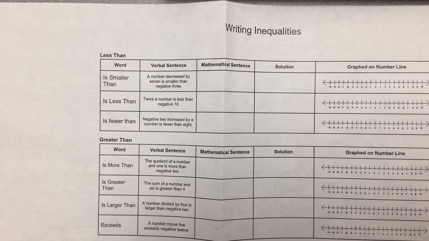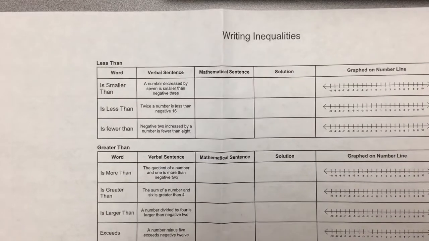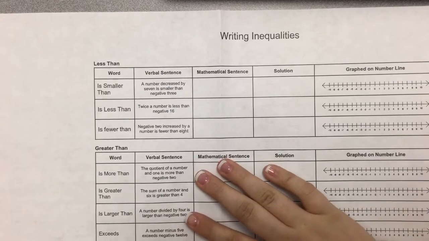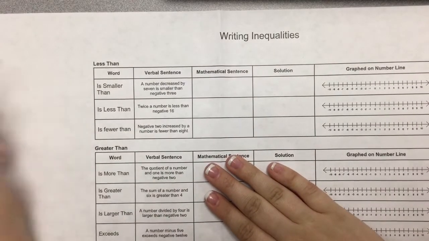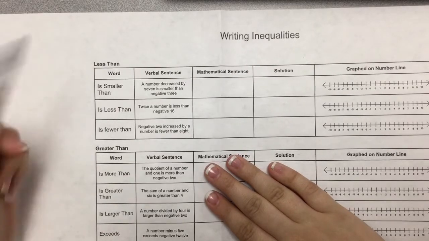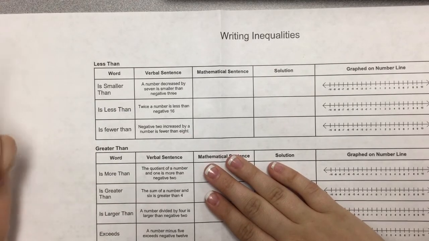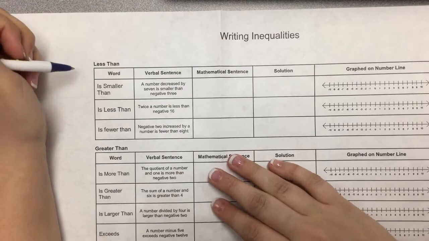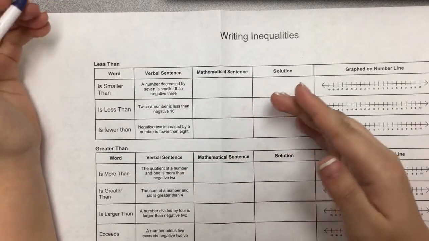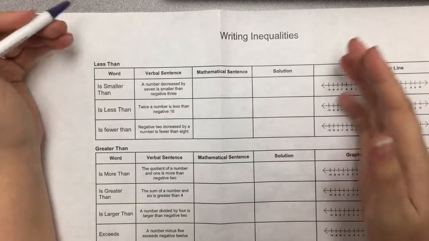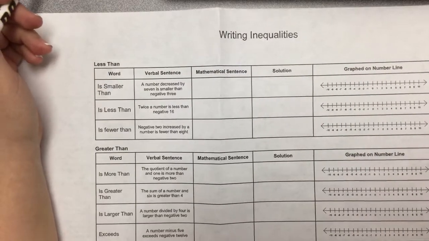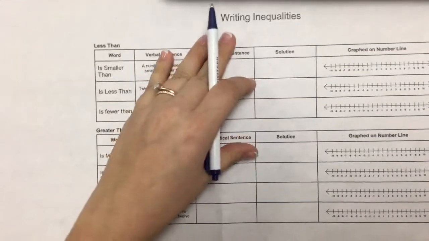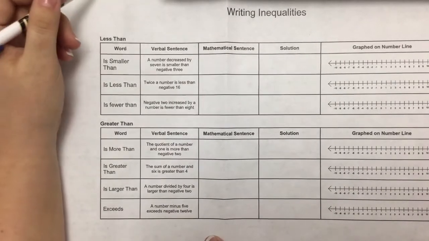Okay, so we're looking at the writing inequalities notes and practice. We have less than, greater than, and on the other side is less than or equal to and greater than or equal to. I am going to go through probably about half of each of these. I want you to try at least one or two on your own so that you get the practice rather than just having me talk and you copy.